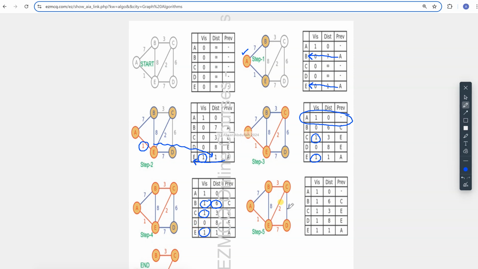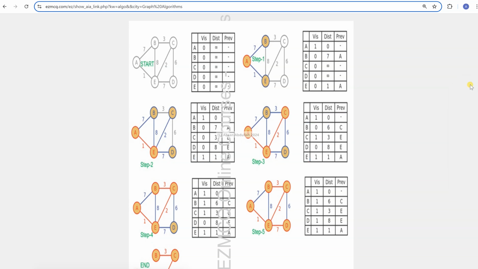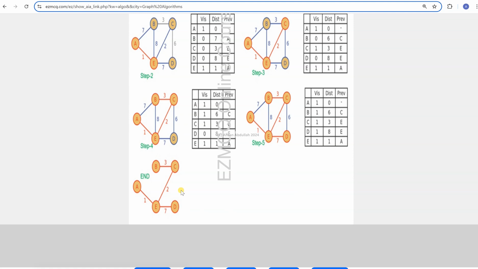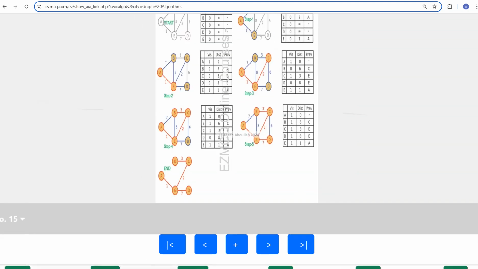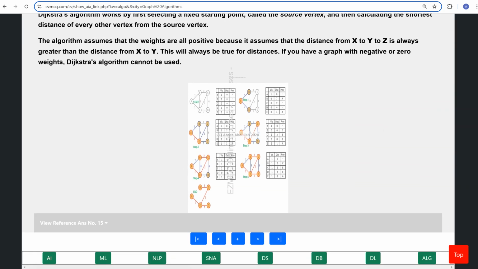Then we keep on repeating this process, and ultimately we end up with the minimum single source shortest path solution. And that is the solution here. This is how the Dijkstra algorithm works in a very simplistic form, but it is very effective, and it is used extensively. So this is all we have for this subtopic of single source shortest path. Thank you very much.